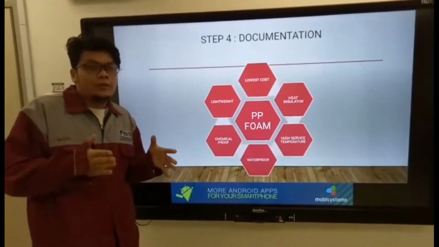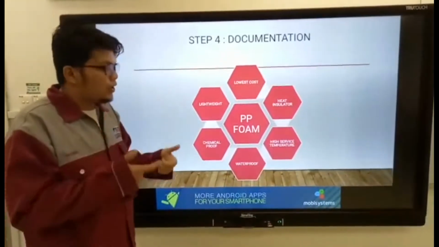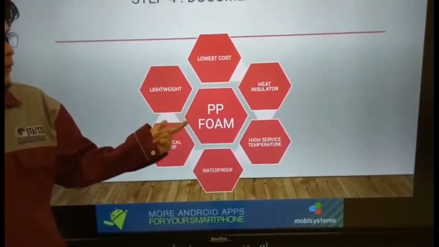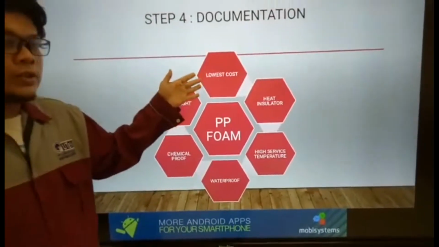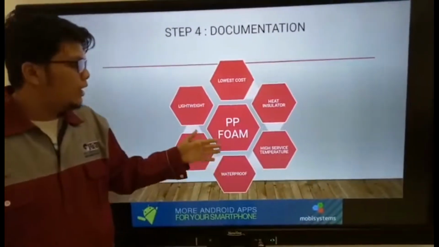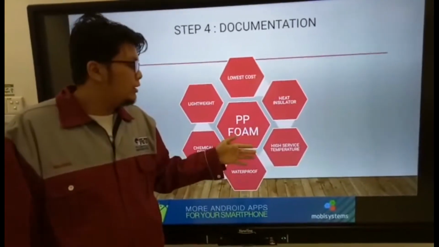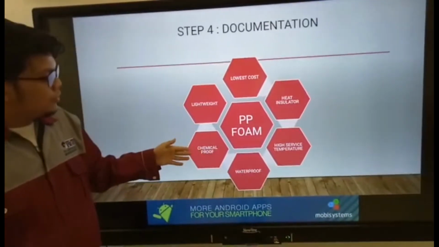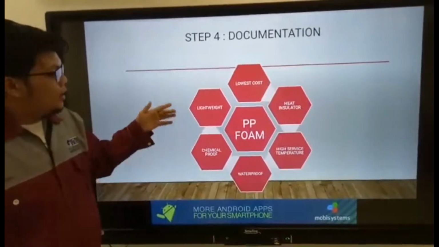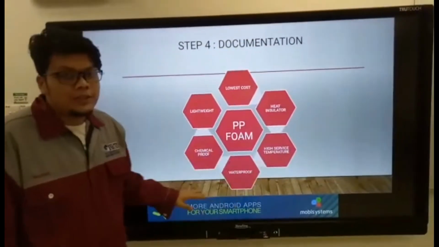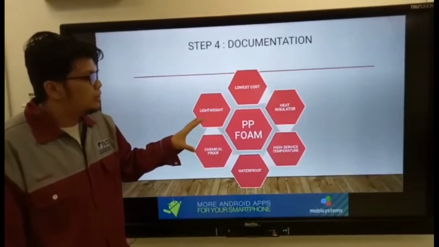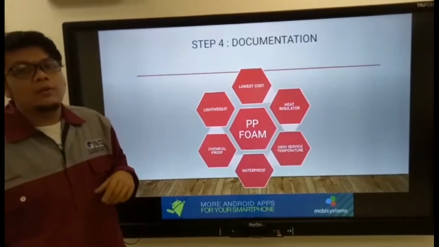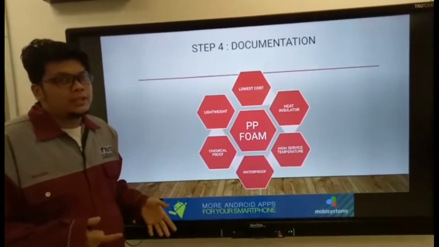Right. Then we have to document the material that we have chosen. The polypropylene foam has been chosen because of the lowest cost, and it is a heat insulator, it has a high service temperature above 100, and it is waterproof, chemical proof, and lightweight. Within all of these attributes, we can conclude that polypropylene can be used as our polyfoam for the packaging.